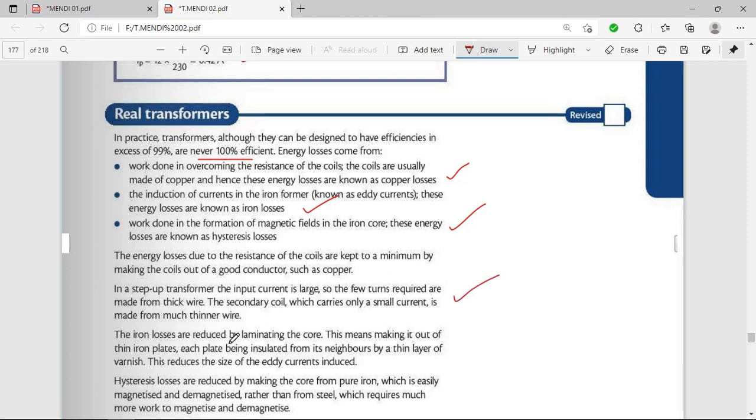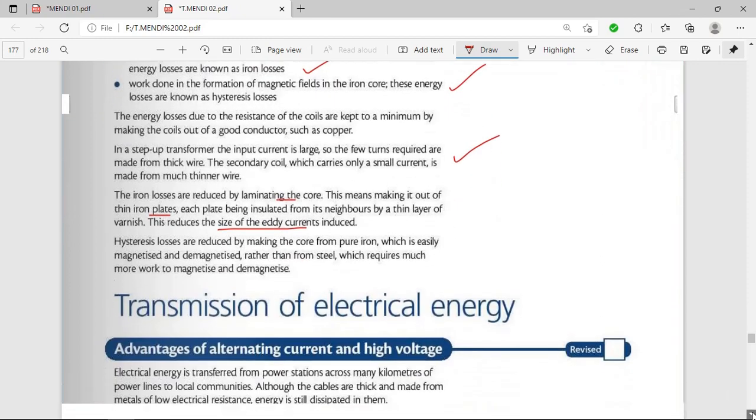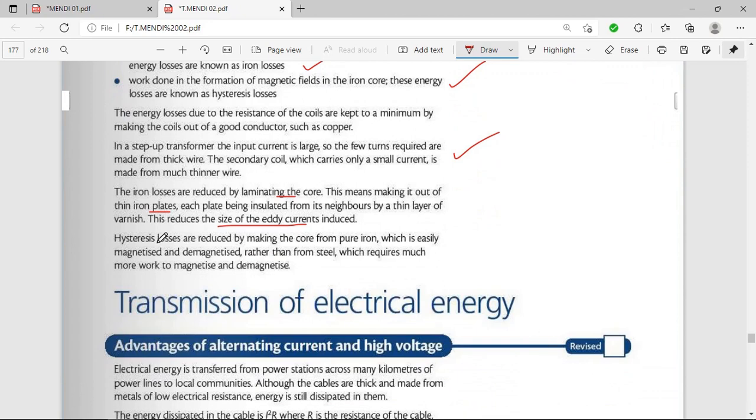So the iron losses are reduced by laminating the core. This means making it out of thin iron plates, each plate being insulated from its neighbors by a thin layer of varnish. This reduces the size of the eddy currents induced. Then the hysteresis losses are reduced by making the core from pure iron, which is easily magnetized and demagnetized, rather than from steel, which requires much more work to magnetize and demagnetize.